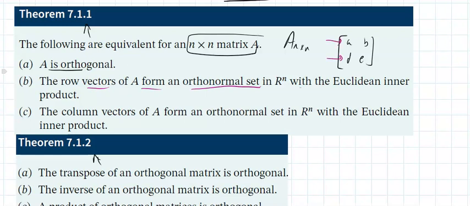What does that mean? Well, the dot product of those equals 0 and the magnitude equals 1. And also, the column vectors, if you look at that column and that column, they should be orthogonal and they should have a magnitude of 1 as well. So you could check that way quickly if A is orthogonal.